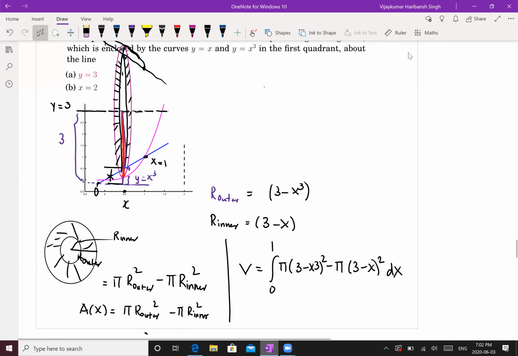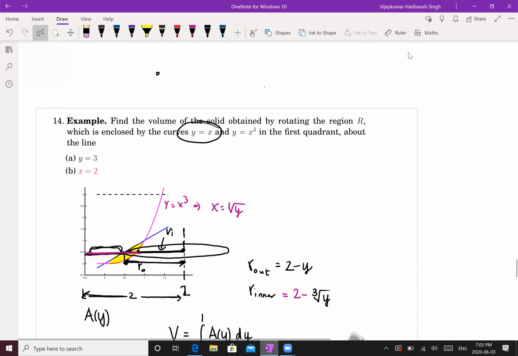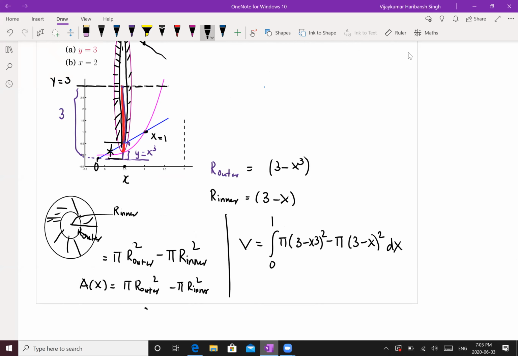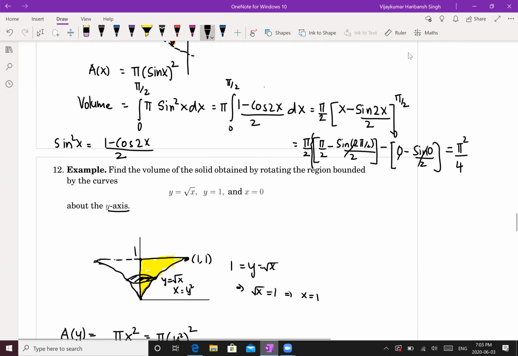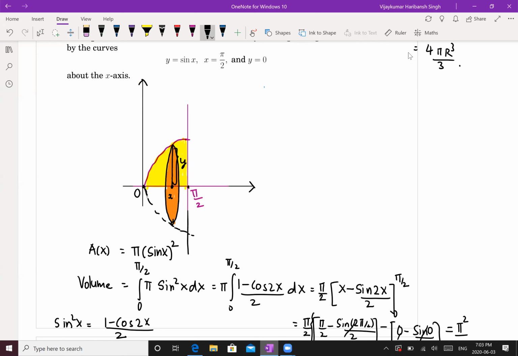So why is this the washer method? Because if you look at this cross-sectional area here, in this case, it looks like a washer. Whereas if you look at this area here, the cross-sectional area looks like a disk. So what is a disk? It's a circle, but filled inside.